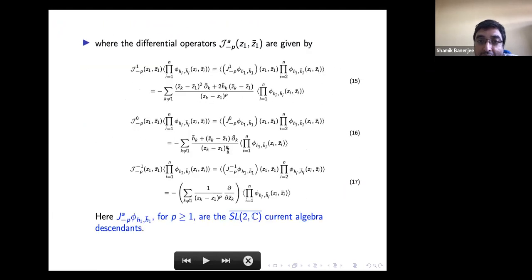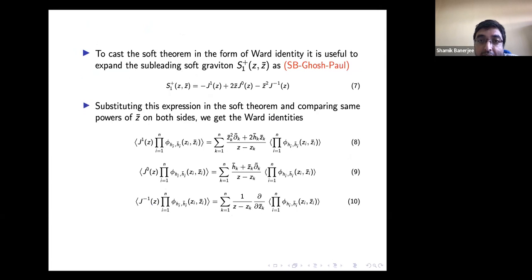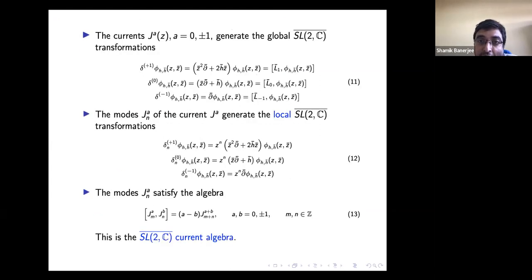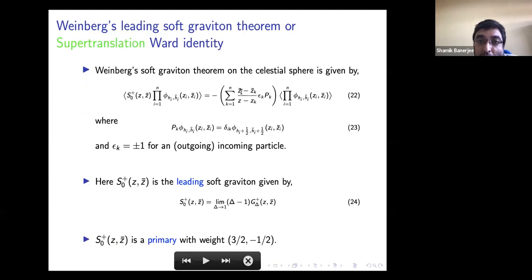One thing I did not emphasize was why this expansion. We expanded this S1 plus ZZ bar in a power series in Z bar, but that expansion is finite because it stops at Z bar squared. The reason is that if you look at the subleading soft graviton theorem, you will see that the highest power of Z bar is 2. In the case of the Weinberg soft graviton theorem, you can see that the highest power of Z bar is 1.